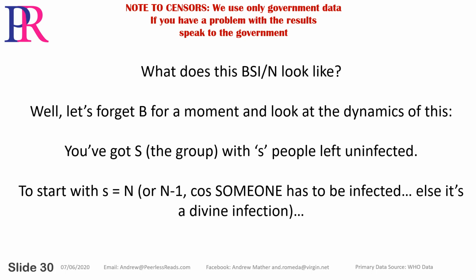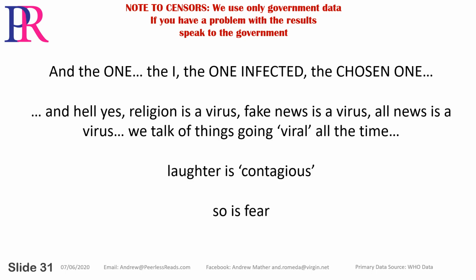What does this BSI over N look like? Well, let's forget B for a moment and look at the dynamics of this. You've got S, the group, with S people left uninfected. To start with, S equals N, or N minus 1, because someone has to be infected, else it's a divine infection. And the one, the I, the one infected, the chosen one, and hell yes, religion is a virus, fake news is a virus, all news is a virus, we talk of things going viral all the time. Laughter is contagious, so is fear.